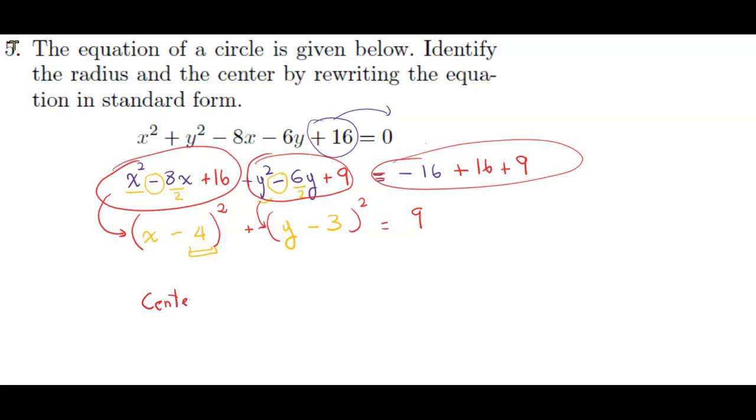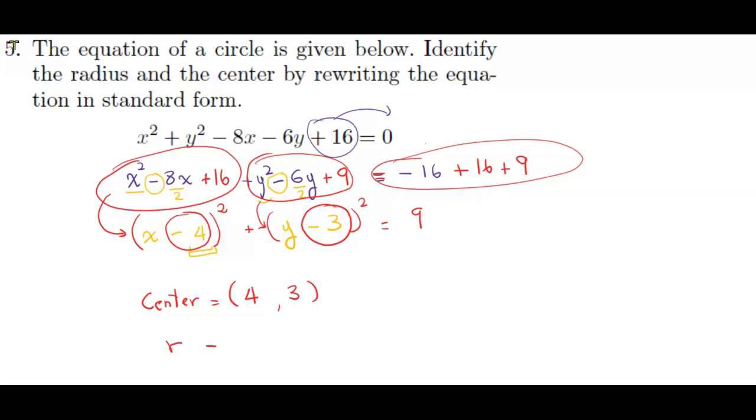So the center is always going to have x and y. We're going to take this number here and just switch the sign. The opposite of minus 4 is 4, so it's going to be 4. The opposite of this number is going to be positive 3, so that's the center.